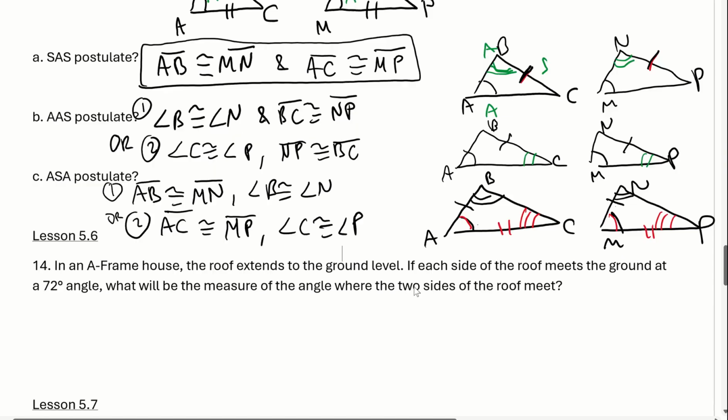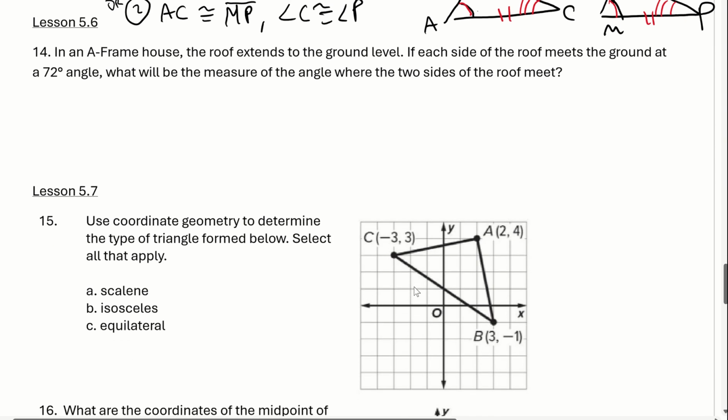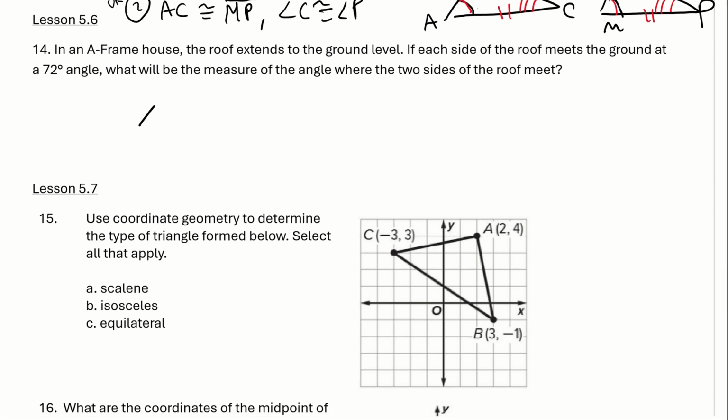All right. So 5.6, in an A-frame house, that's your roof, right? The roof extends to the ground level. So let's say this is the ground on the bottom here. Each side of the roof meets the ground at a 72-degree angle. Then we just have to figure out, what is the angle where the 2 sides of the roof meet? Well, that's this top angle right here, right?